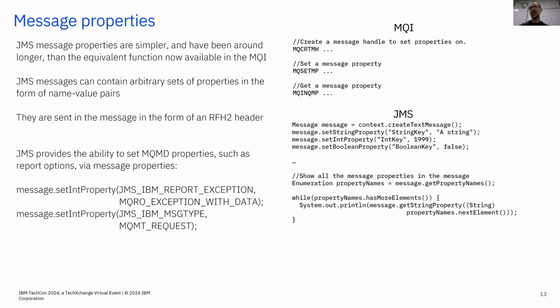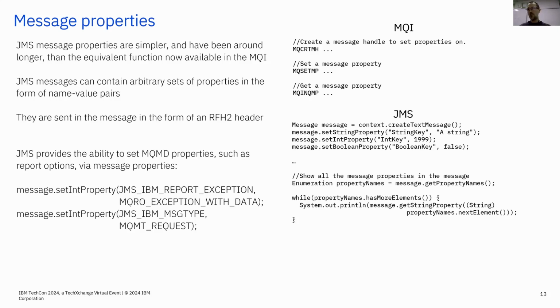And when you use JMS and send a message with message properties, or actually a JMS message in general, those message properties get sent as an RFH2 header, which is an IBM MQ standard header that sits on the front of the payload. Okay, and we'll come back to that in detail later.